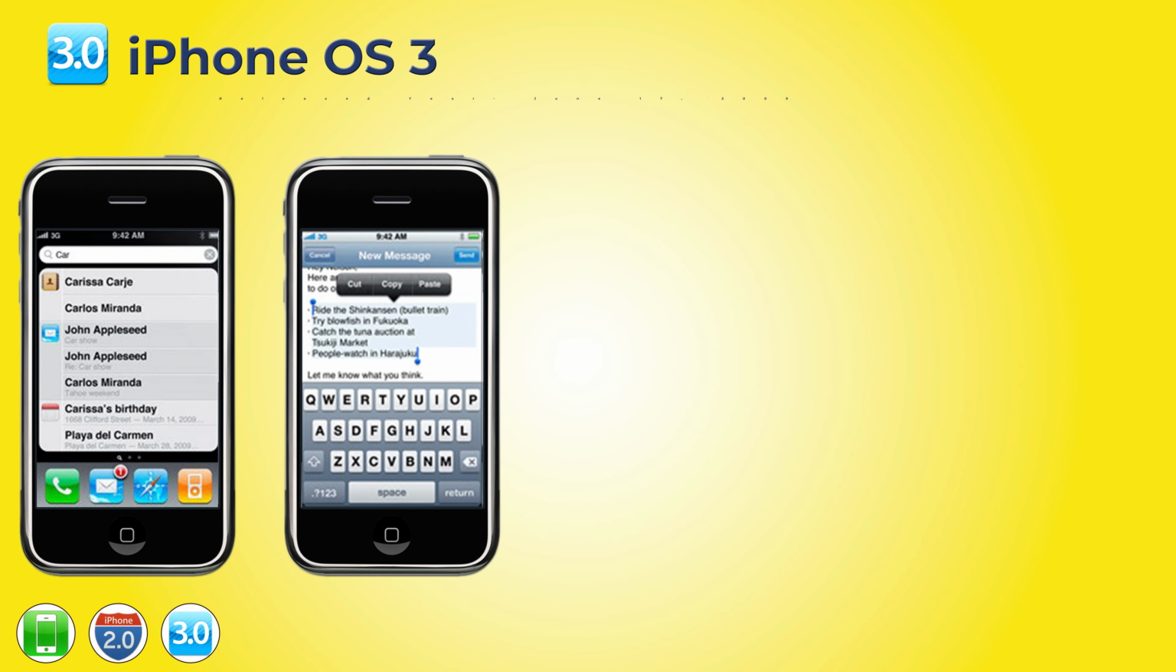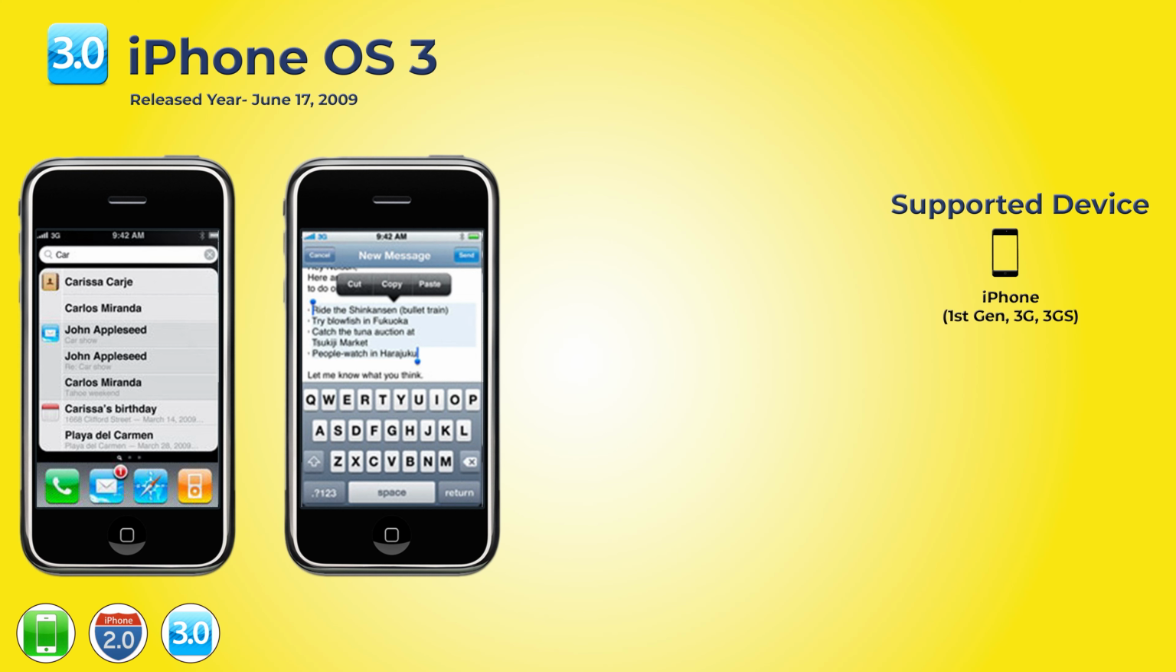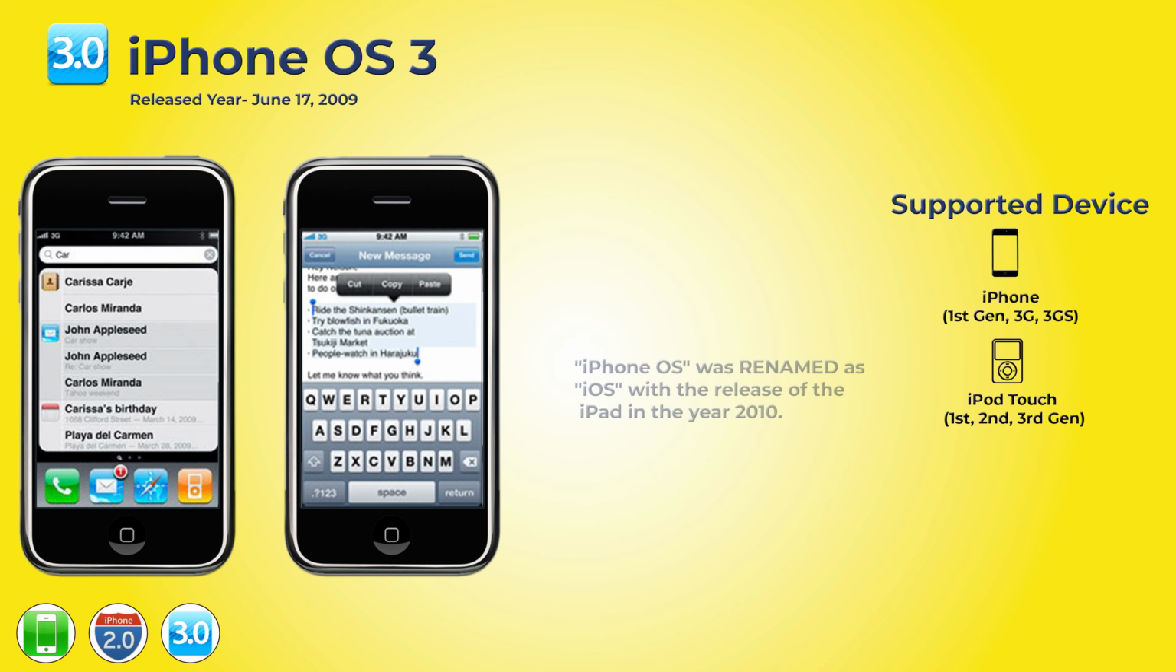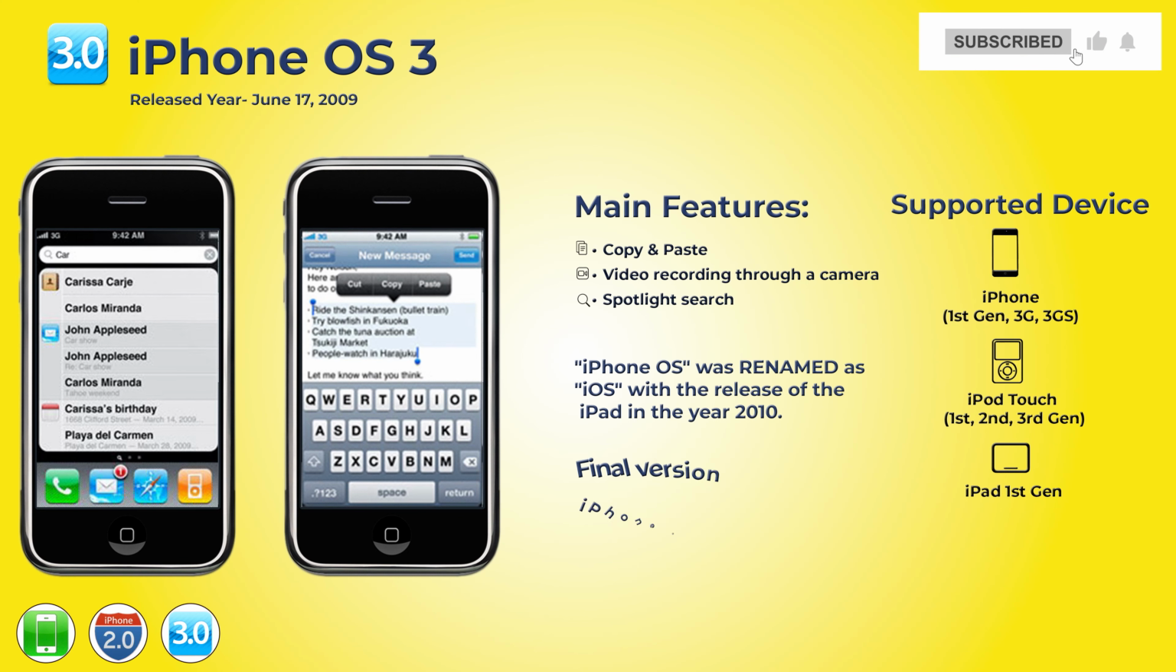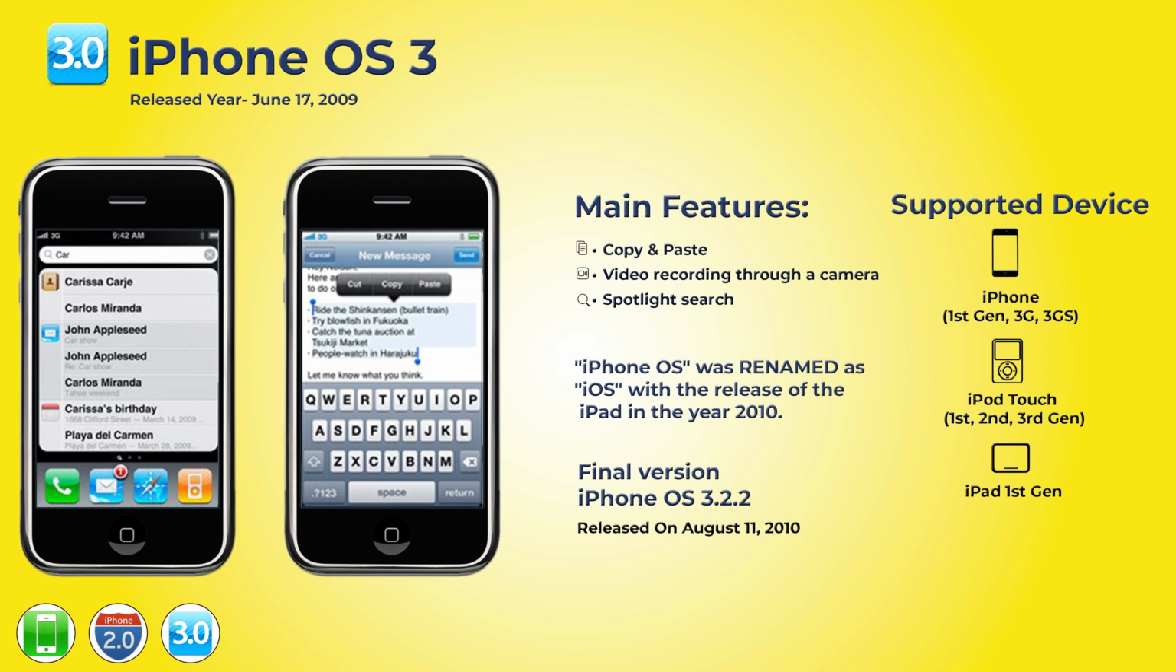Apple released iPhone OS 3 to the public on June 17, 2009. The vital thing is that iPhone OS 3 is compatible with iPad. After this release, iPhone OS was renamed iOS with the release of the iPad in the year 2010. Talking about features, it supports copy and paste, video recording through the camera app, Spotlight search, etc. The final version was iPhone OS 3.2.2, released on August 11, 2010. Unfortunately, support for this version ended in the year 2012.